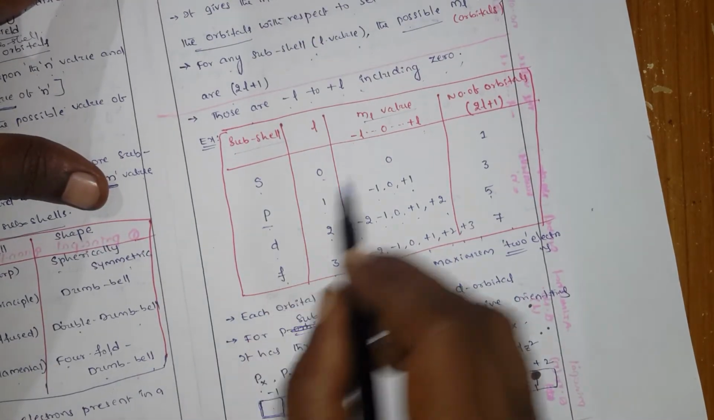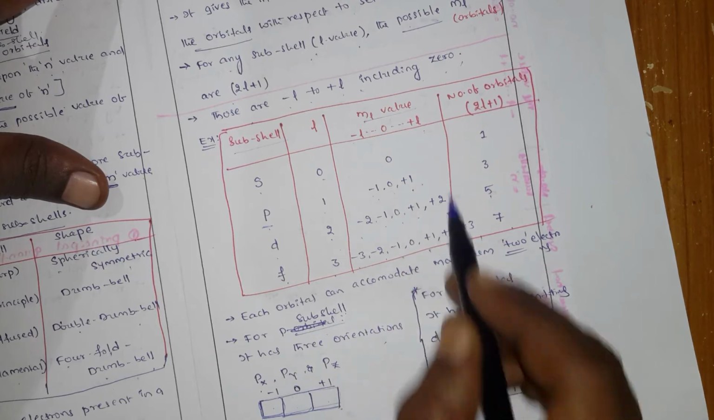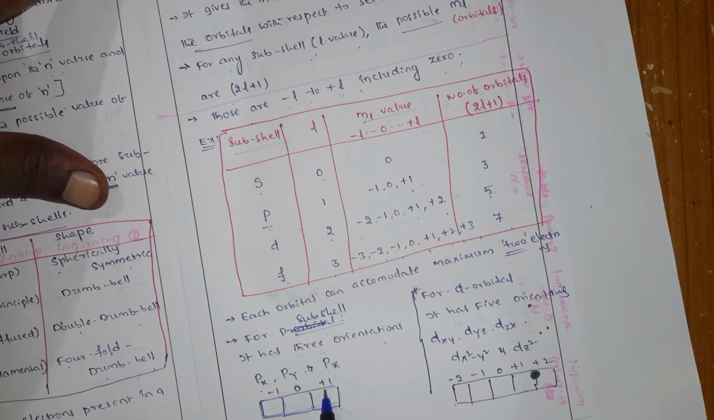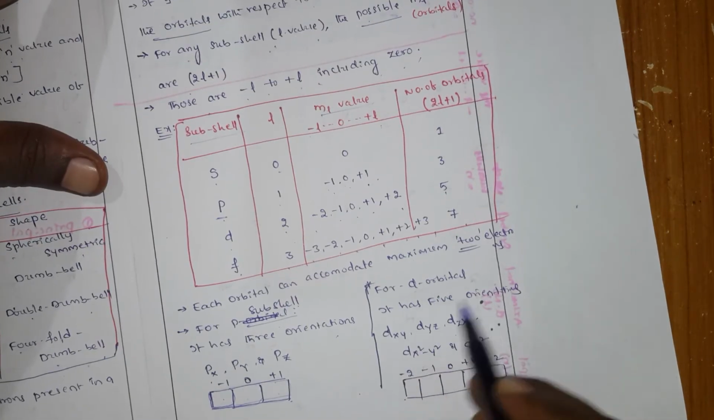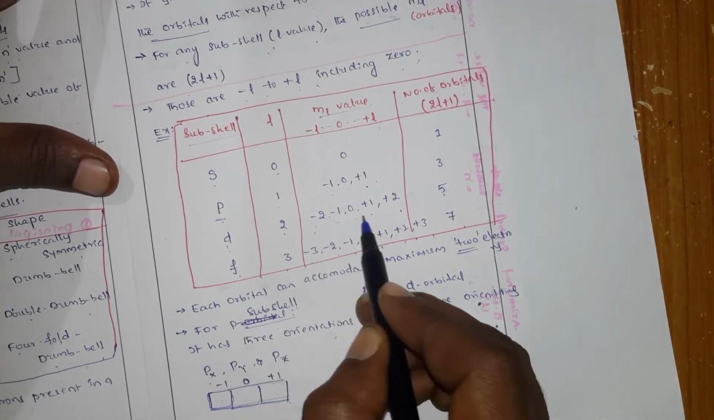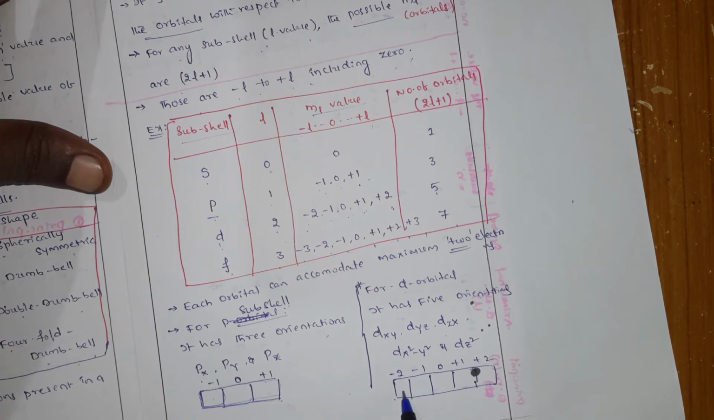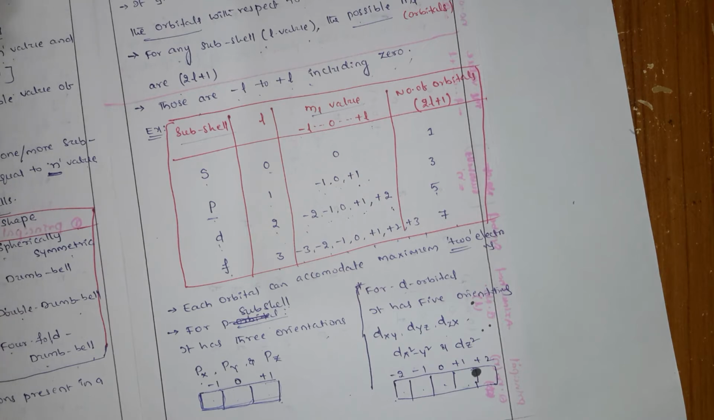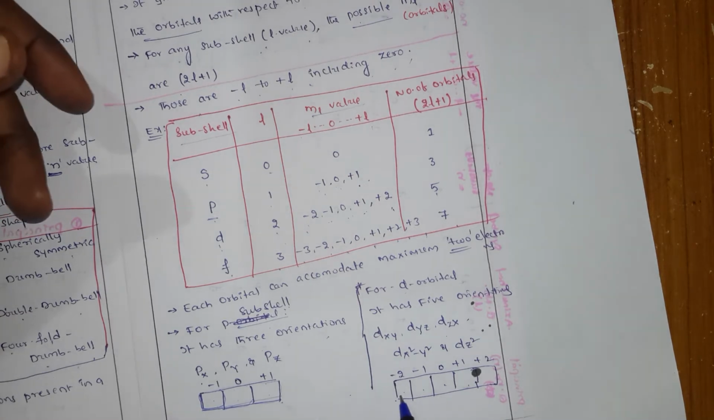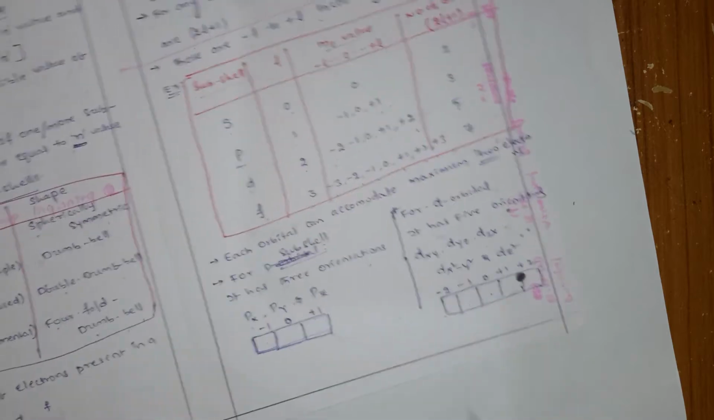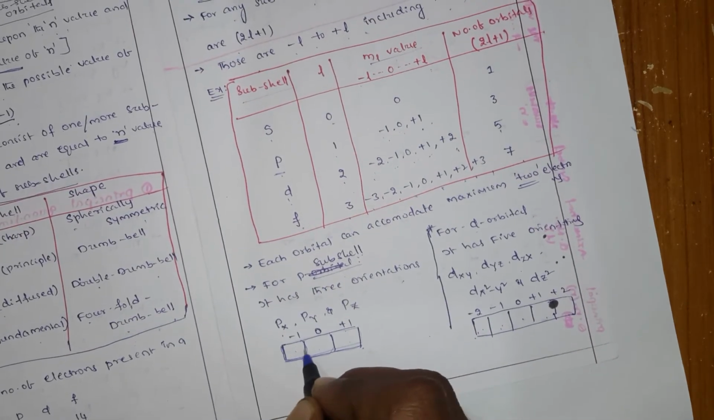So for the p, how many ML values are there? 3: minus 1, 0, plus 1. So write minus 1 for this one, 0 for this one, and plus 1 for this one. Right? And the d subshell has 5 orbitals: minus 2, minus 1, 0, plus 1, plus 2. So write it as minus 2, minus 1, 0, plus 1, and plus 2. These are your house numbers. In the d subshell, what are the house numbers? Minus 2, minus 1, 0, plus 1, plus 2. Don't write the reverse, plus 2, plus 1, 0, okay. Right. And again you know that in each orbital you can write 2 electrons.